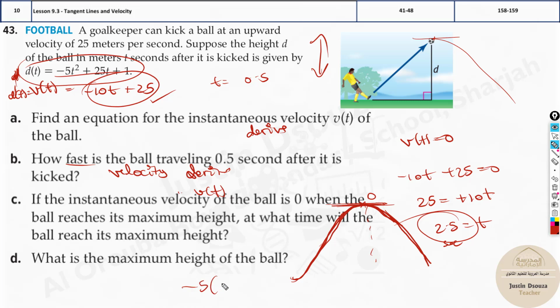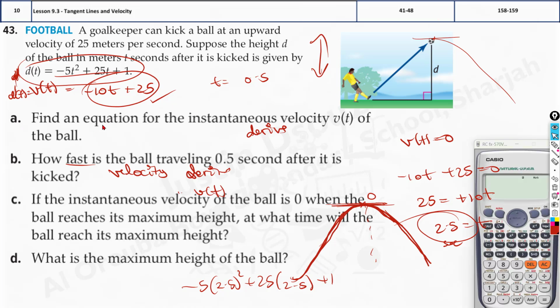That will be minus pi times 2.5 squared plus 25 times 2.5 plus 1. This is it. Now that would be all the answers. Let's do it in the calculator. Now the first one was the equation which we have written over here. That's derived. But now what is at this 0.5? So you can use the original equation by pressing shift dy by dx.